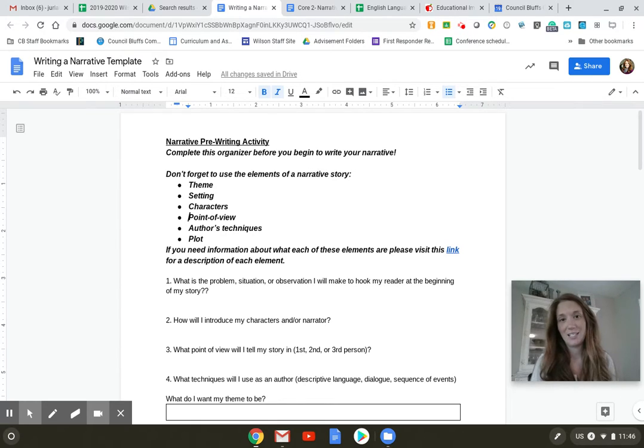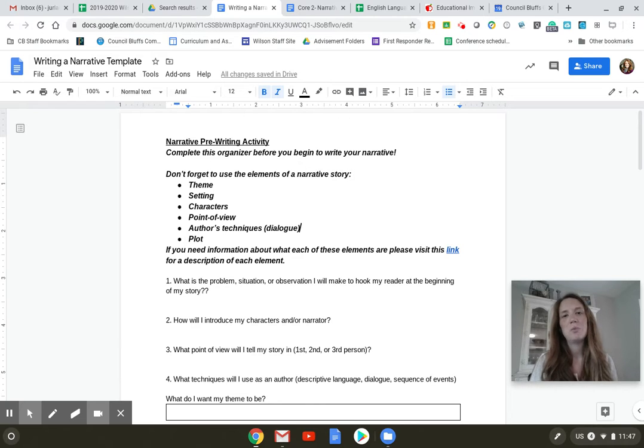And then authors always use techniques, right, when they write. And in narratives, a really big technique that they use is dialogue. So I'm just going to add that here. Dialogue is when characters talk in a story. And so typically when we see dialogue, we see quotation marks around the characters speaking, and then it will be followed with like he exclaimed or she said or he replied. So we want to have some dialogue or some other authors' techniques like descriptive language in our narrative. And then finally, we want to make sure that we're following a plot.